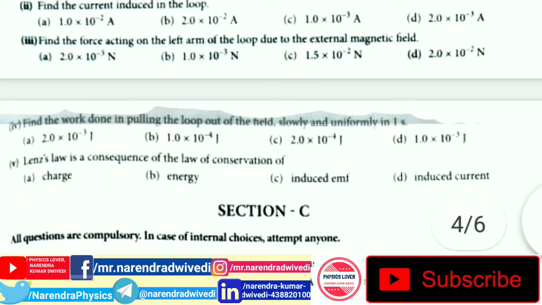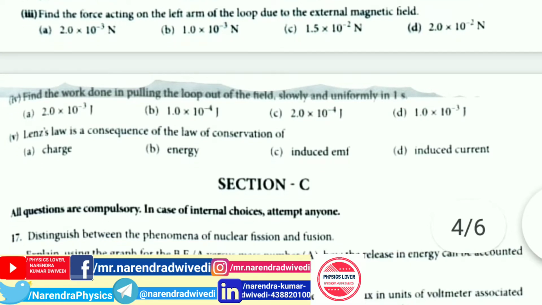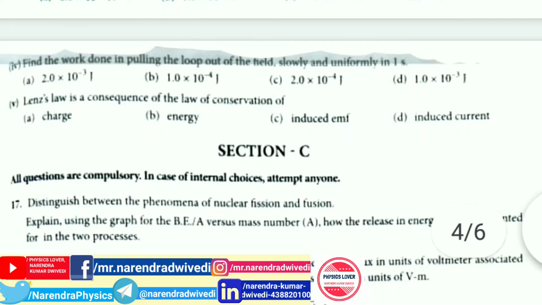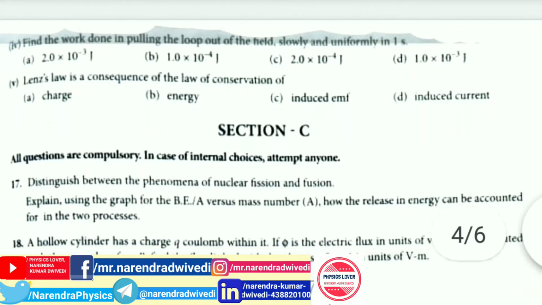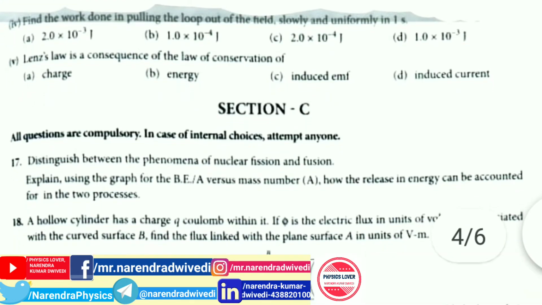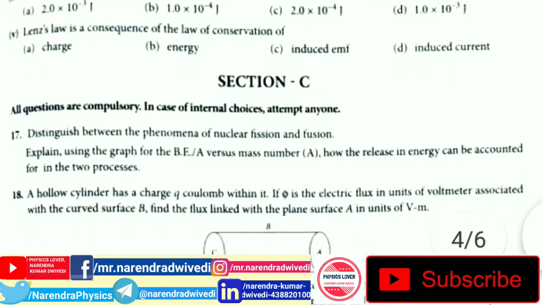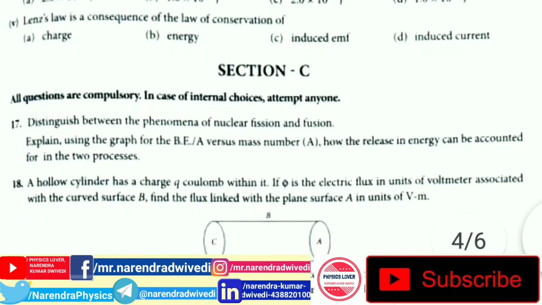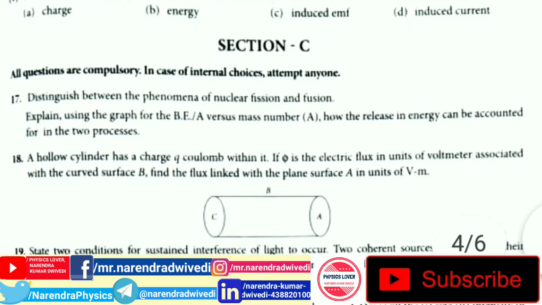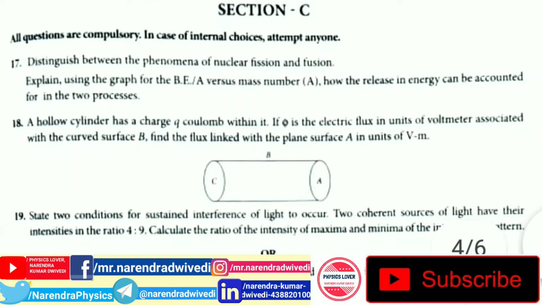Next, find the work done in pulling the loop out of the field slowly and uniformly in 1 second. Options are A 2 × 10^-3 joule, B 1 × 10^-4 joule, C 2 × 10^-4 joule, D 1 × 10^-3 joule. Next, Lenz's law is a consequence of the law of conservation of. Options are A charge, B energy, C induced EMF, D induced current.